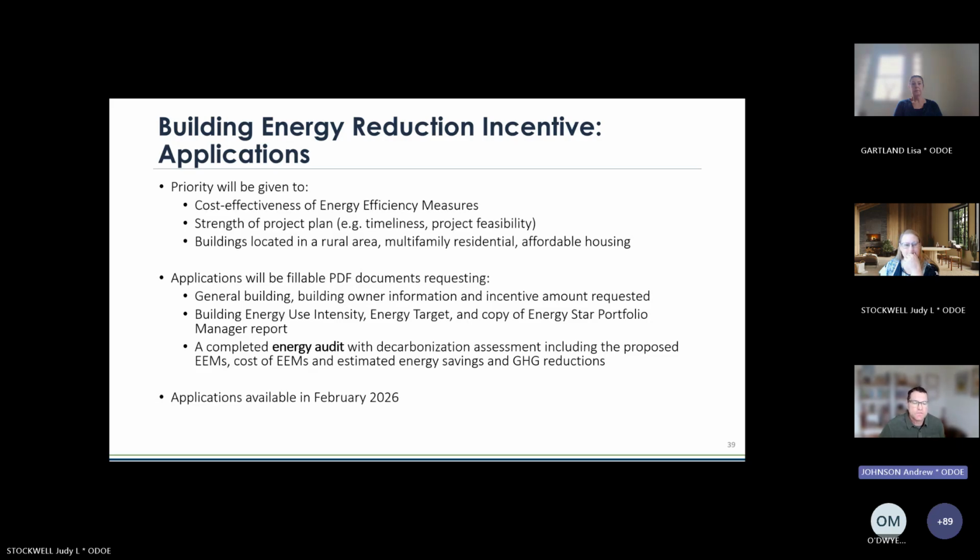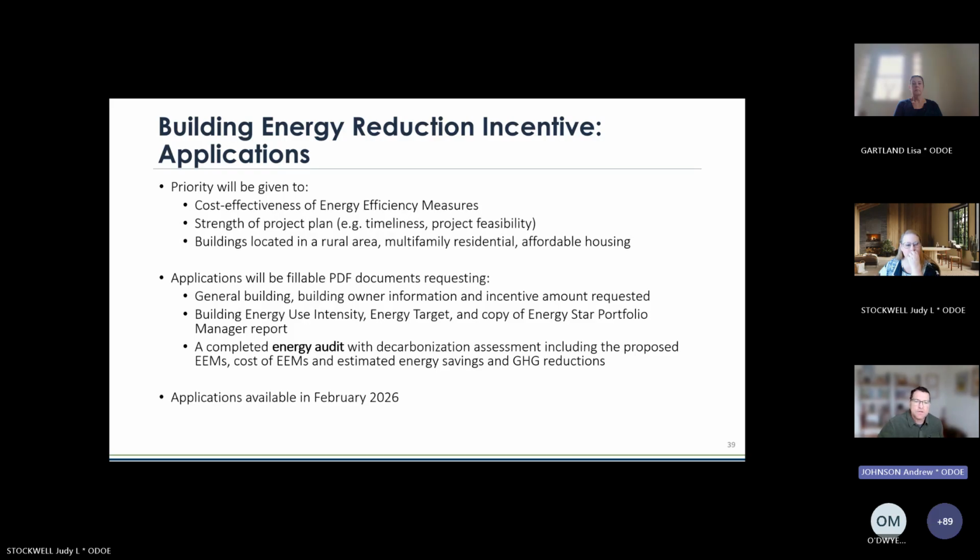Similar competitive review process here with the Berry program. Priority will be given to cost effectiveness of energy efficiency measures, strength of the project plan, and similar to ECAP, buildings located in a rural area, multifamily residential, and affordable housing.